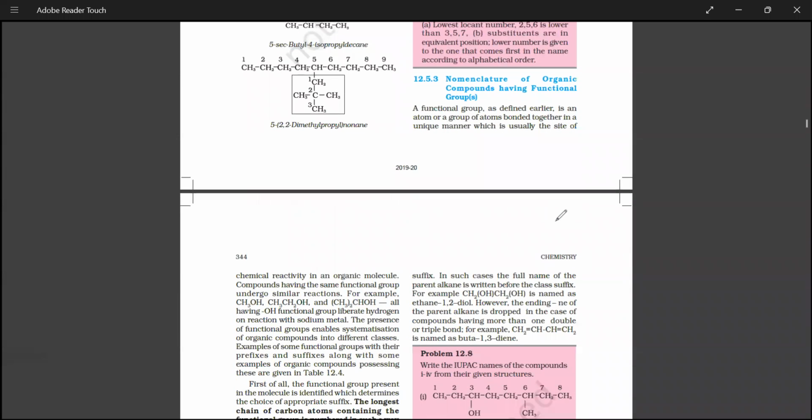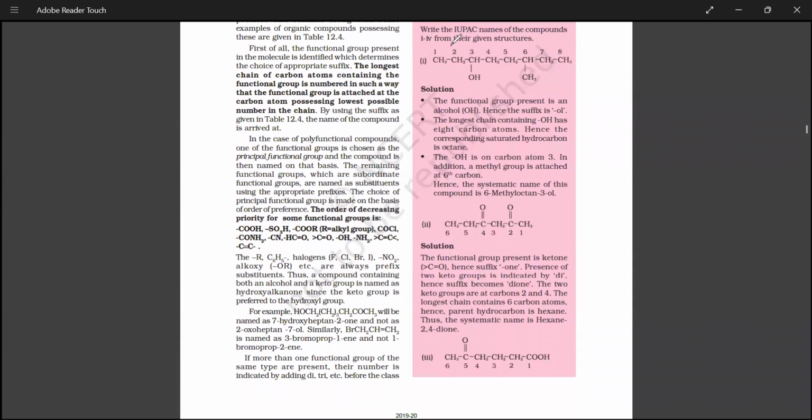Now what next is the nomenclature of organic compounds having functional groups. Already some compounds we have discussed, but we'll be discussing some more compounds here so that we come to know how to write the names of organic compounds. Before going further, we should know the different functional groups, their names and their priority order, which is a stronger functional group.